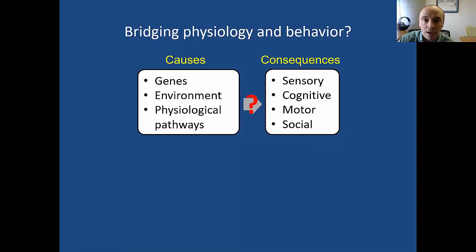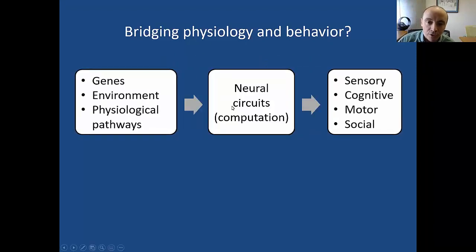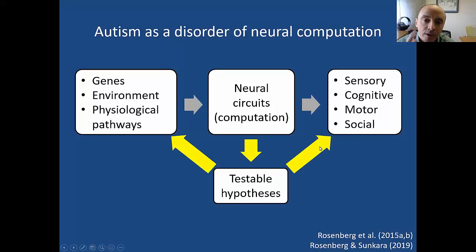And from my perspective as a computational neuroscientist, what bridges these are neural circuits and the computations that they perform. And a handful of years ago now, I made the proposal that if we approach autism from the perspective of a disorder of neural computation, then we can form testable hypotheses that should make predictions both about the physiological changes and the behavioral changes. And what I would hope would come from that is the ability to intervene in some way, either physiologically or through behavioral therapies, in ways to accommodate the sort of disruptions that might be happening in neural computation to improve, for example, the independent living skills of individuals with autism.